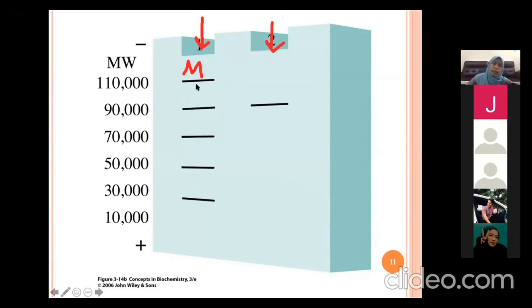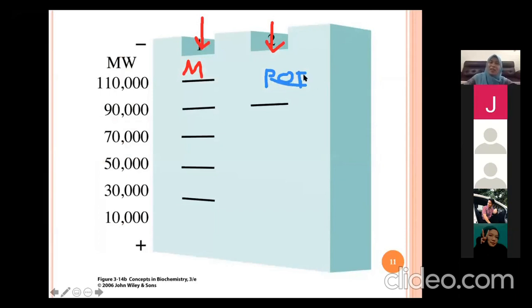Initially the markers are just packed together, but once we have run the gel, they will start to move slowly. The smaller marker will move faster compared to the big one. If you have your protein of interest here, your POI, and then you want to check... never mind, it is POI.